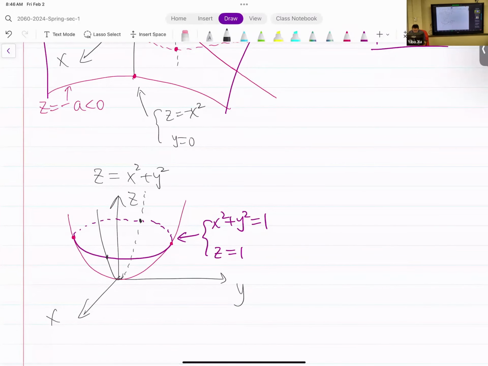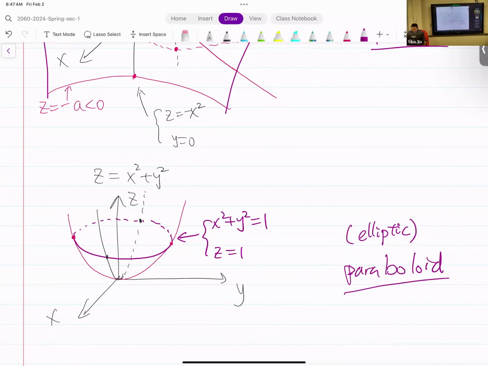So this is called a paraboloid. Well, it is an elliptic paraboloid. So it's just a standard paraboloid. Basically, here, if you fix x to be constant, it's a parabola. If you fix y as a constant, it's a parabola. So that's why it's called a paraboloid.